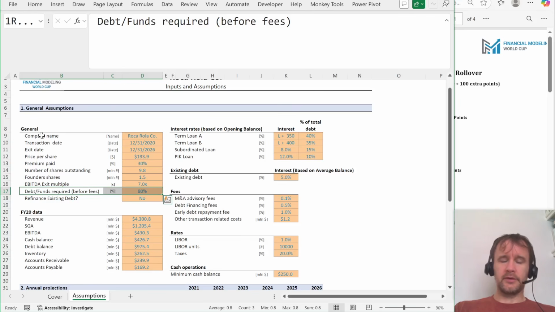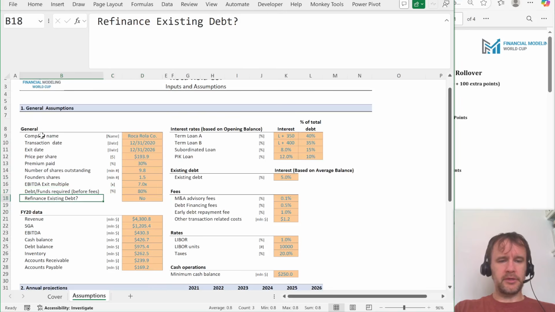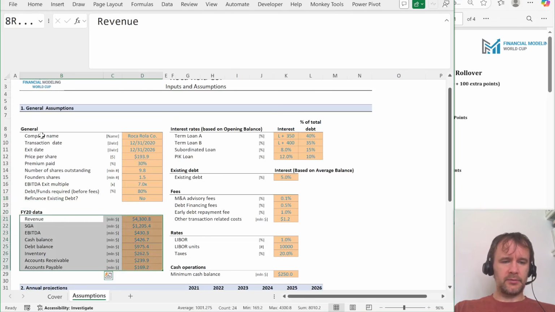This is the percent of the purchase excluding. So we're going to exclude the founder's share because we're not giving them cash; they're rolling over, and we're going to exclude excess cash in the company, and we're going to exclude the fees which are fully paid by the sponsor, and the rest is funded 80% by debt and 20% by equity. And then we may or may not, in the base case we don't, have to refinance the existing debt. So then we've got some revenue and balance sheet information for 2020.